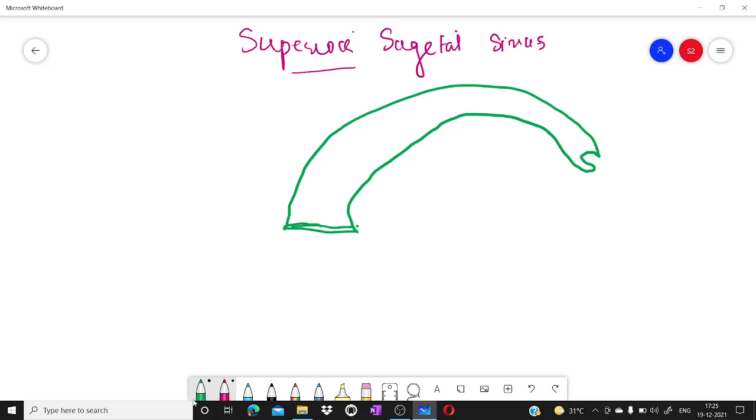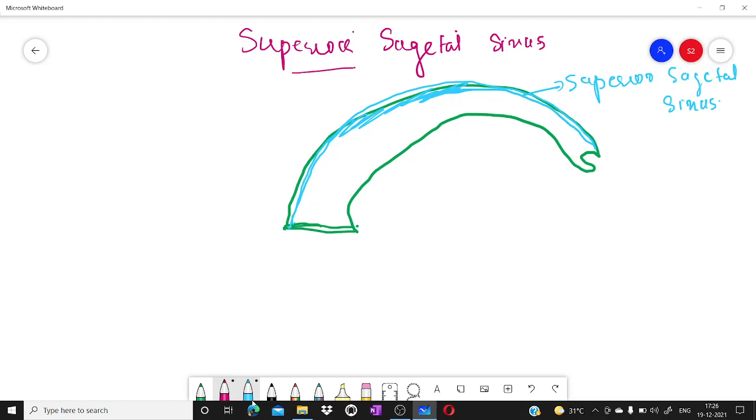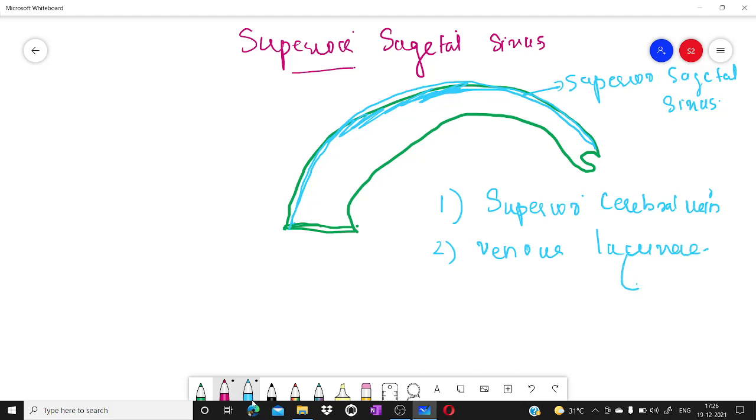The superior sagittal sinus is related to the superior attached margin of the falx cerebri. It is located on the superior margin of the falx cerebri like this. So this sinus is the superior sagittal sinus. What are the tributaries of this sinus? It receives one vein, that is the superior cerebral vein. And it is also receiving some venous lacunae. These venous lacunae are actually receiving branches.